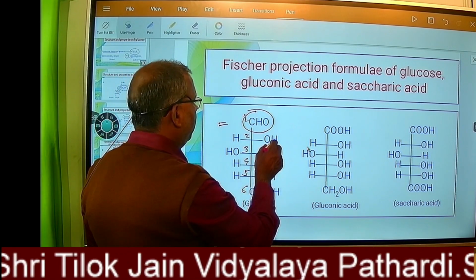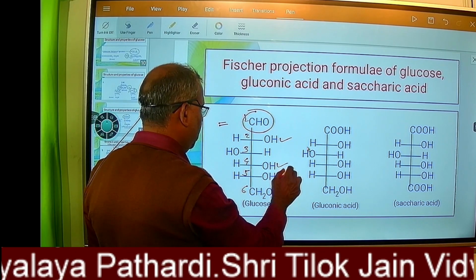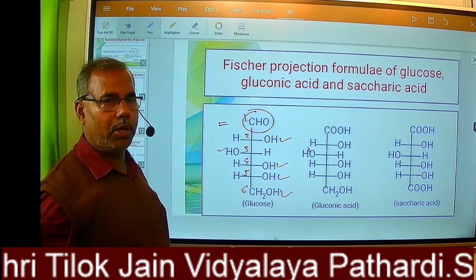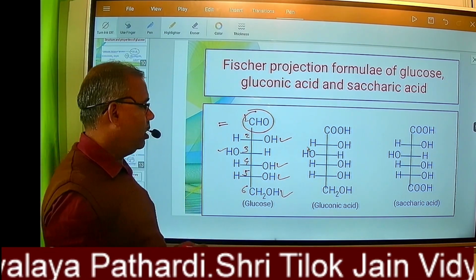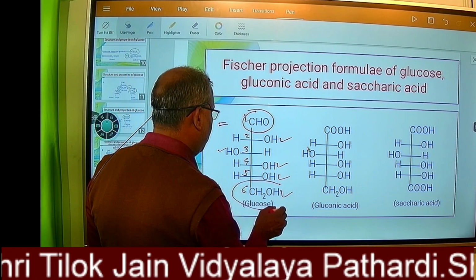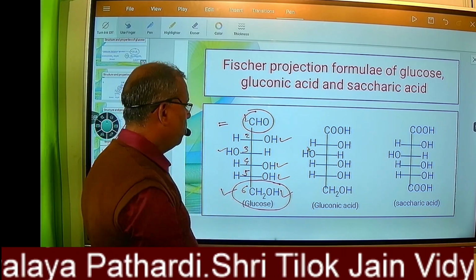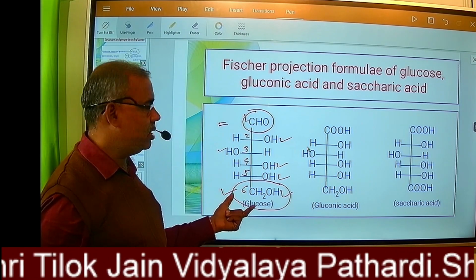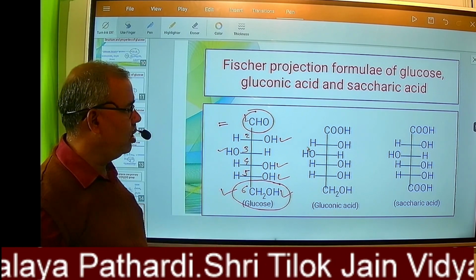Then with acetic anhydride, the 5 hydroxyl groups were proved, at carbons 2, 3, 4 and 5 and 6. These 5 hydroxyl groups were proved, and with the strong oxidizing agent, that is concentrated nitric acid, one hydroxyl group was shown to be a primary hydroxyl group, that is CH2OH. This was also proved, and hence the open chain structure of glucose is like this. It is proved with the help of the above evidences, the above chemical properties.